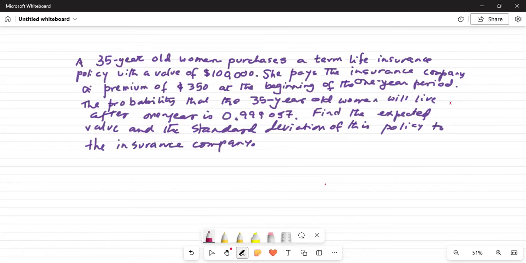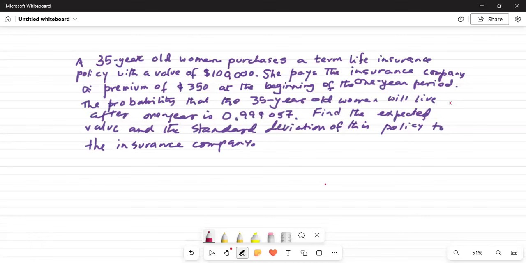The probability that the 35-year-old woman will live after 1 year is 0.999057. As you can see from this probability, there's a high chance that she will survive after 1 year, and the insurance company in that case will pocket the $350. Find the expected value and the standard deviation of this policy to the insurance company.